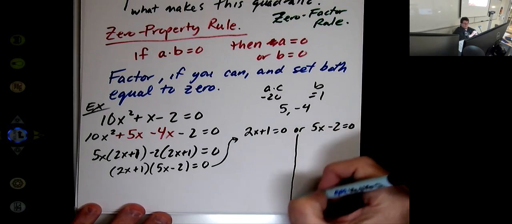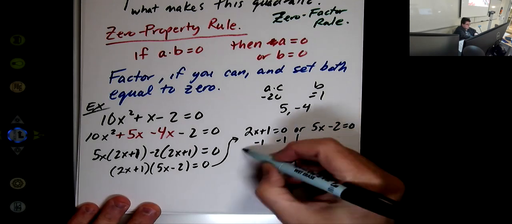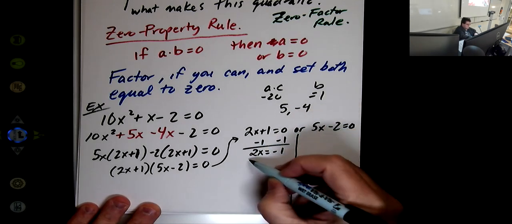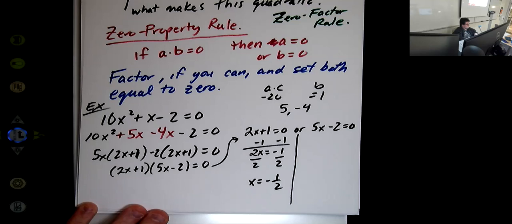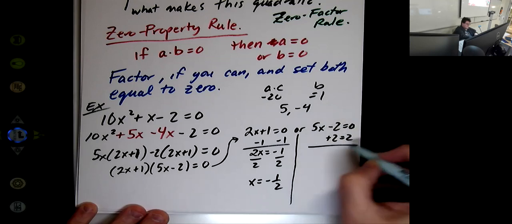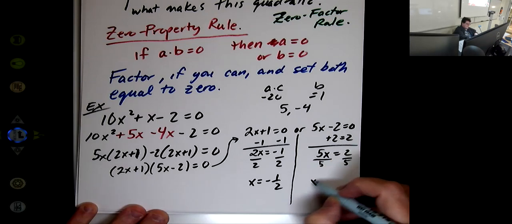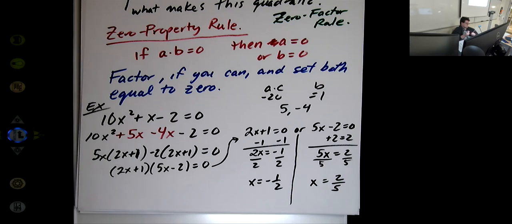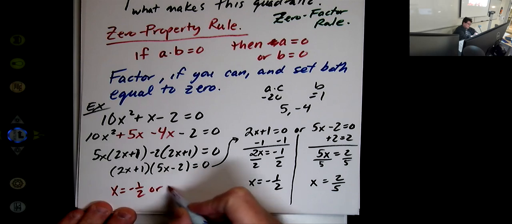So this is where we do what we had in 1.1, solving the linear equations. I'll subtract the 1 from both sides. I get 2x equals -1. Divide by 2, and I get x equals -1/2. On this one, I can add 2 to both sides. I get 5x equals 2. Divide by 5, and I get x equals 2/5. So the two solutions are x equals -1/2 or x equals 2/5.